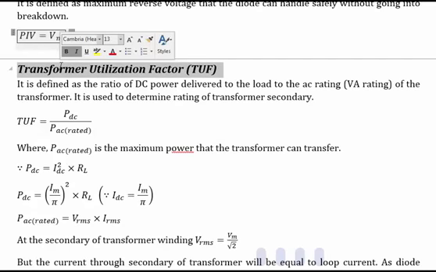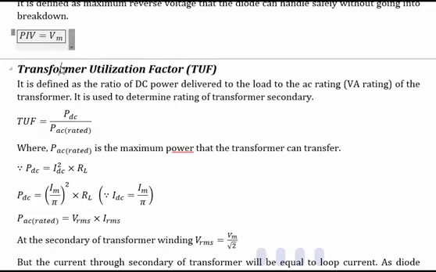If you use it completely, it means that whatever power is available at the transformer, you have used all of it. The power that is available at the transformer is the power at its secondary, and that is known as PAC rated. This PAC rated is the power that is available at the transformer secondary. And if the power that is used at the output of the rectifier is PDC, the utilization will become PDC upon PAC.